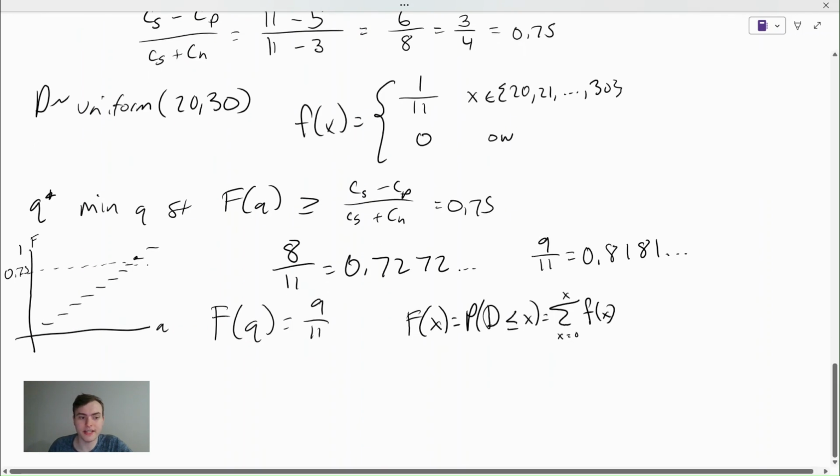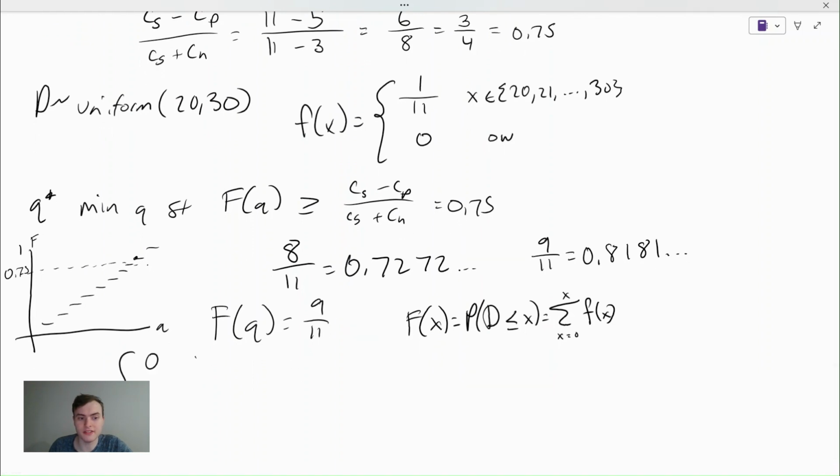Or if we were writing F of x as a clean function, we'd say it's 0 if x is less than 20, since the probability of being less than 20 is 0. The probability of being less than 30 is 1, so after 30 it becomes 1. Before then, we take our number x, and since I'm writing a continuous range here, let's write the floor. That means the greatest integer less than x, rounding down to the nearest integer.